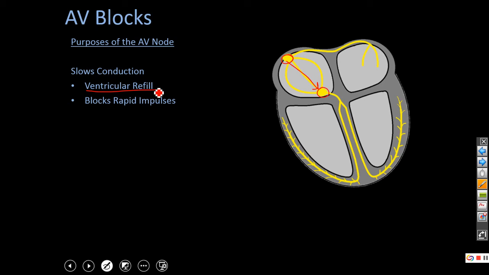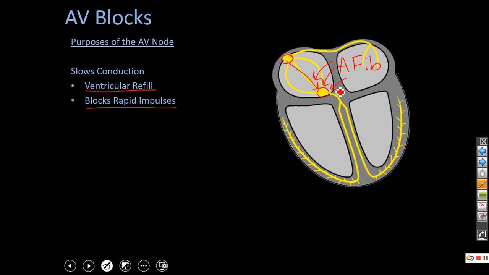So that's ventricular refill. It also blocks rapid impulses, like we talked about with atrial fibrillation. If it wasn't for the AV node blocking a lot of those impulses when the patient's in AFib, a lot of those impulses would reach the ventricles, and anyone that went into atrial fibrillation would also go into ventricular fibrillation, which would be fatal. So the AV node has a very important role in the electrical conduction system.